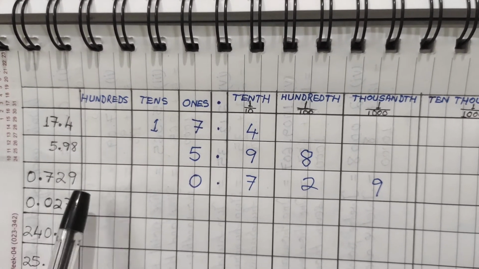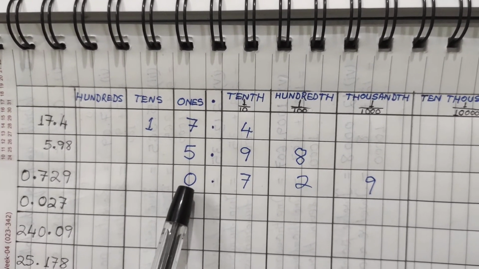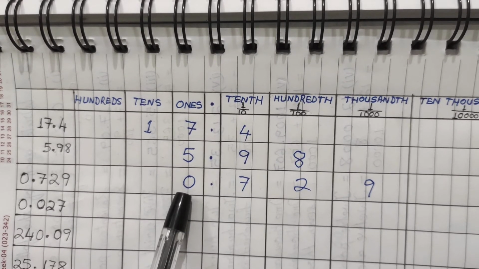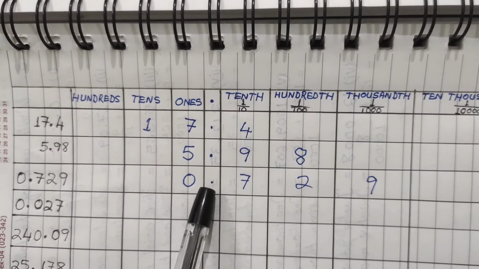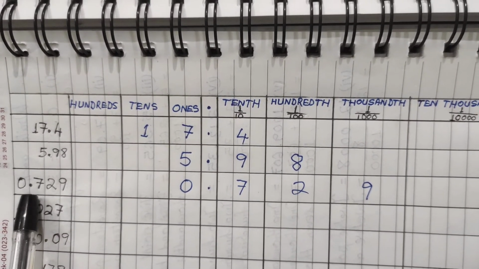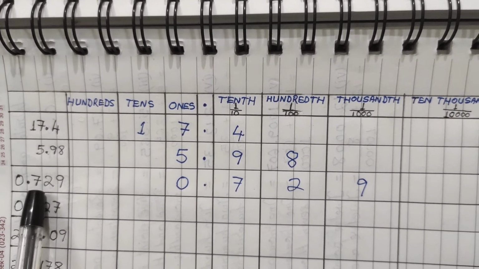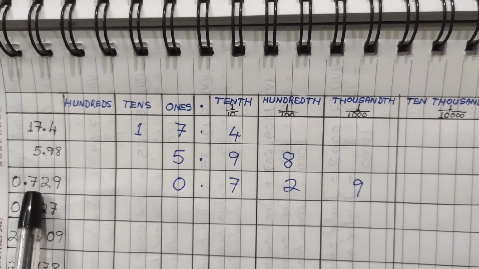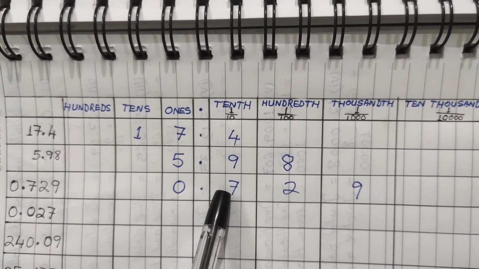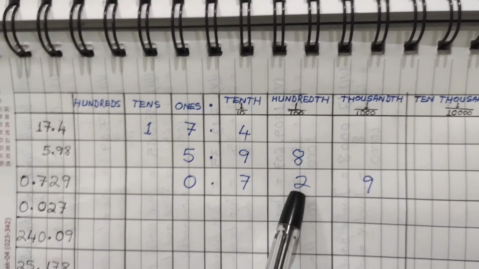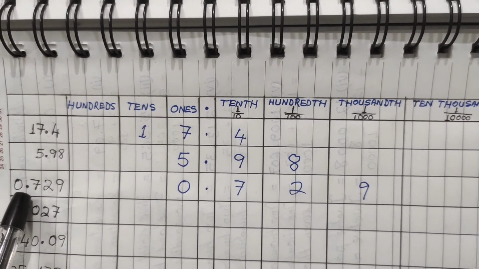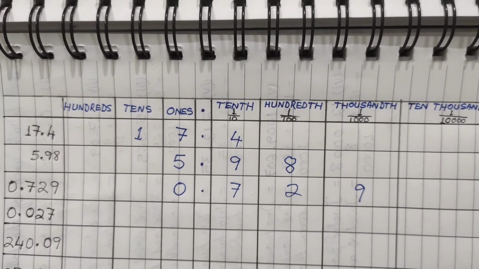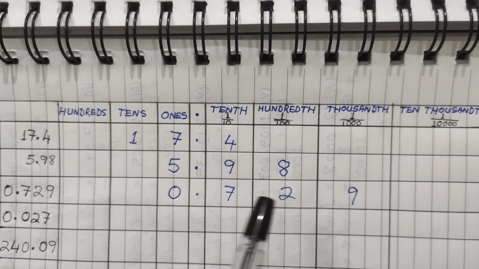After the point on the left side, the 0 is in the 1's house. If you don't write the 0, it also doesn't matter. The point is here in the points column. Right after the point on the right side, the first number 7 is in the 10th column, 2 is in the 100th column, and 9 is in the 1000th column.